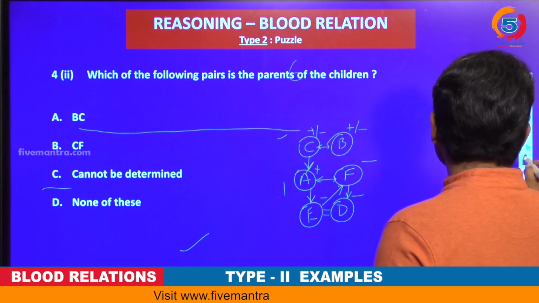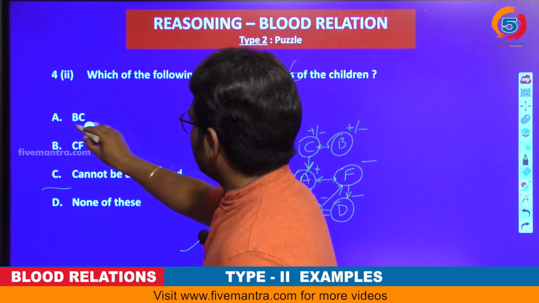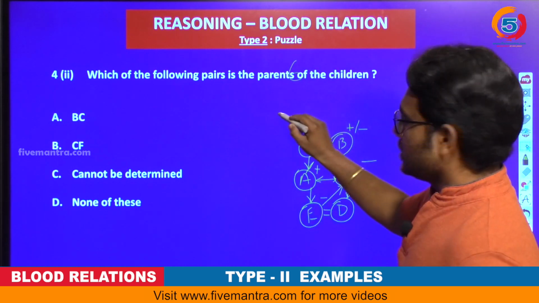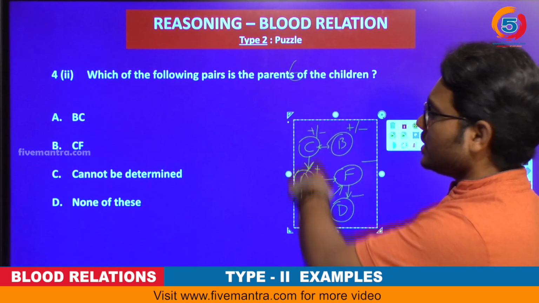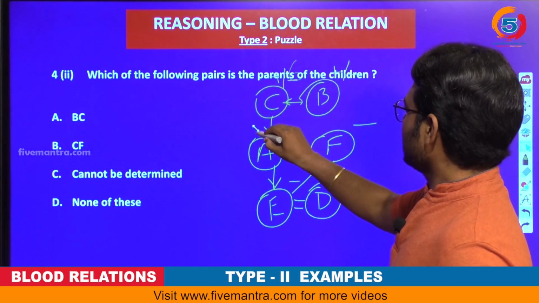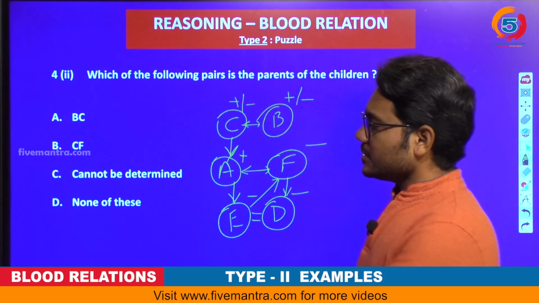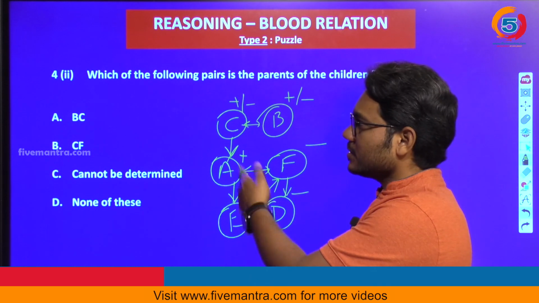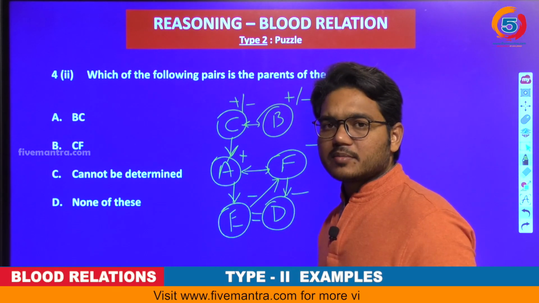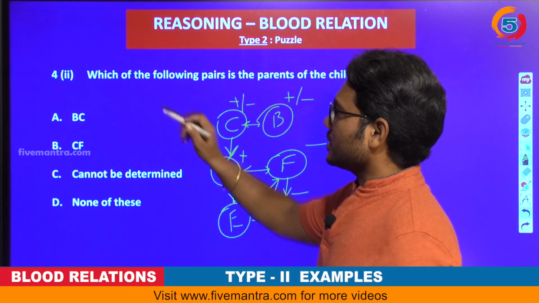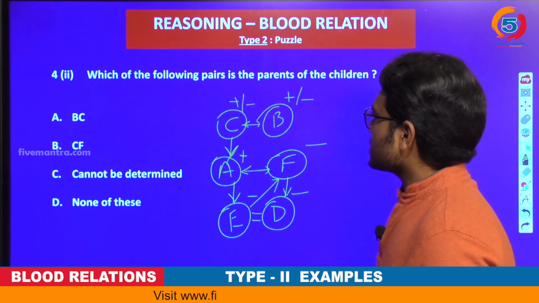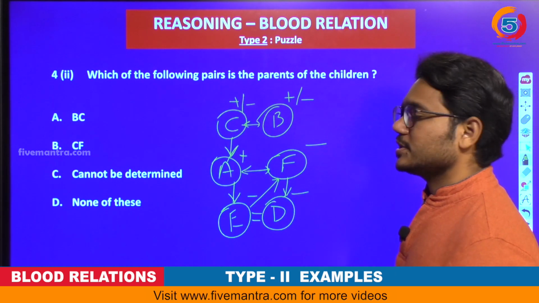See here, this is the relationship chart we use for this one also. Try to observe carefully. The same relationship chart we will be using. This is just an extension of that particular question. So what is asked here? Which of the following pairs is the parents of the children?